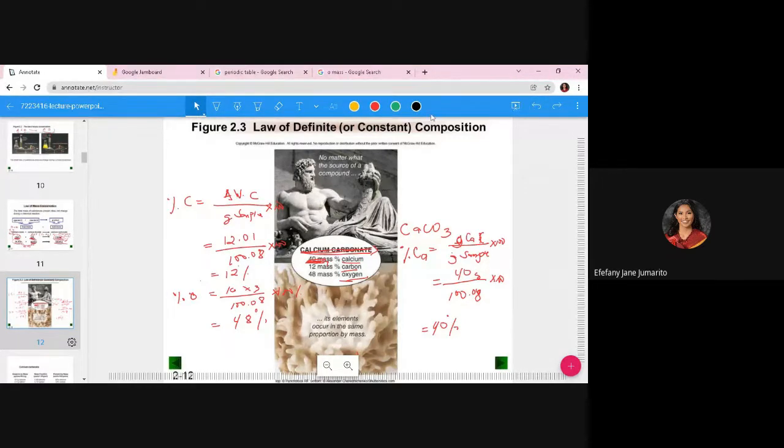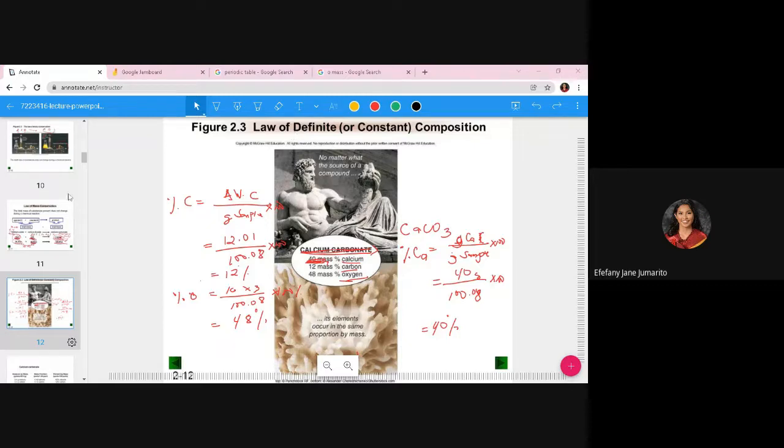Okay. So the second law. The first law again is the law of conservation of mass. The mass is being conserved. Now the second law is the law of definite or constant composition.